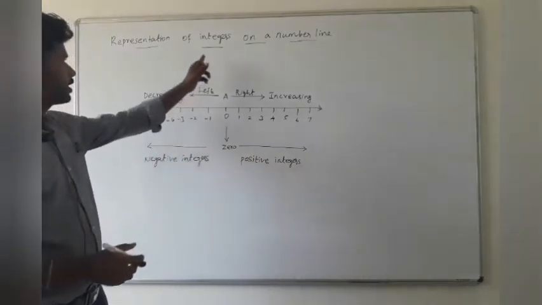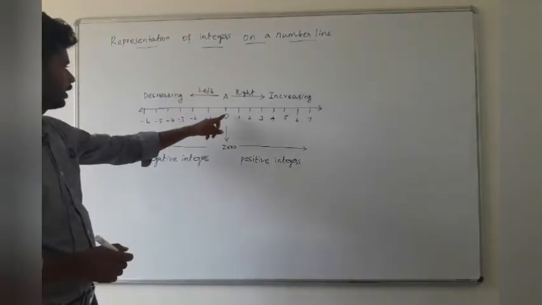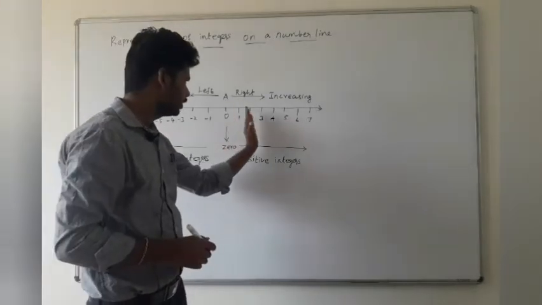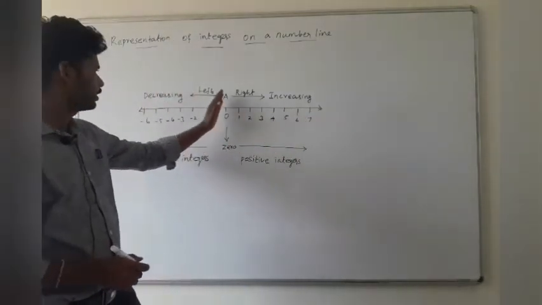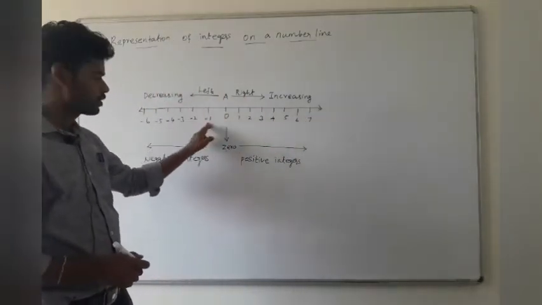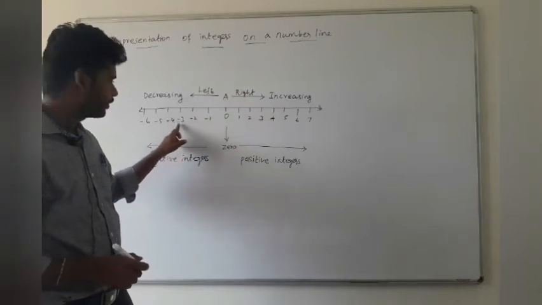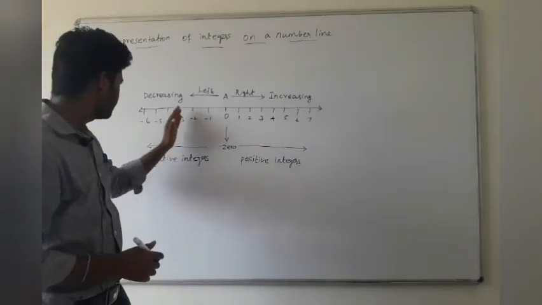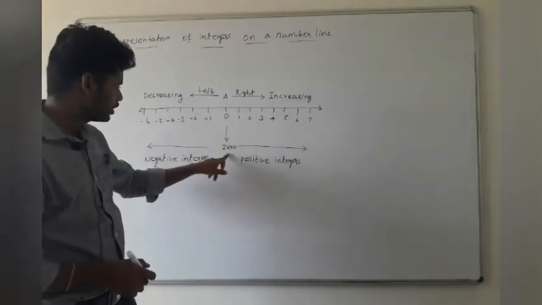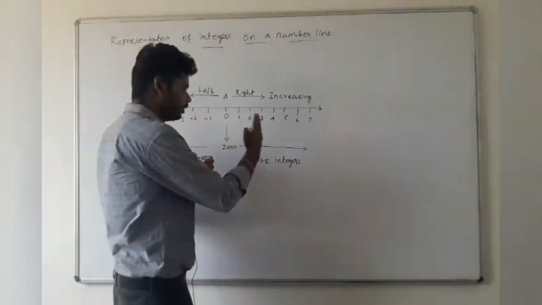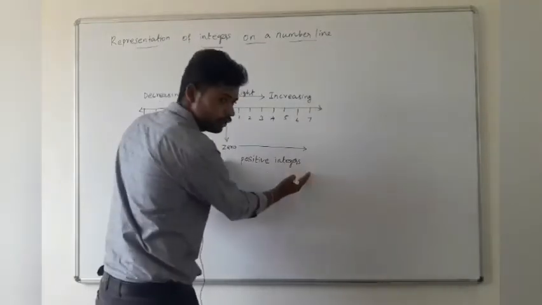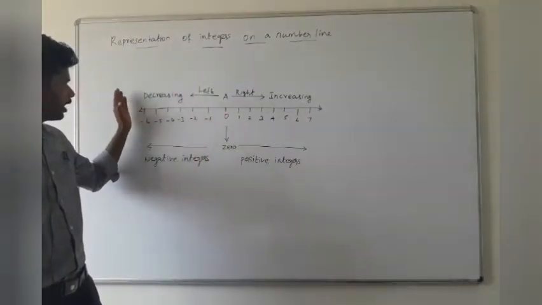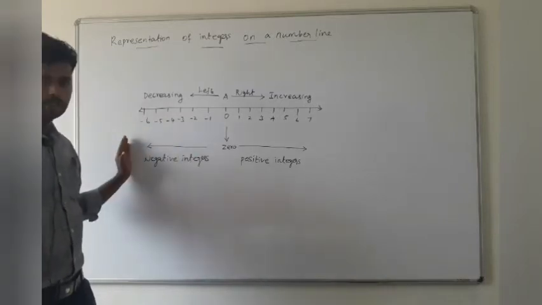Now you know that is integers on a number line. 0, 1, 2, 3, 4, 5, 6, 7. This is fully increasing order. Next, on the left hand side: minus 1, minus 2, minus 3, minus 4, minus 5, minus 6, up to infinity. This is fully decreasing order. This one is point 0. Right hand side is fully increasing order, that is positive integers. Left hand side is fully decreasing order, negative integers.